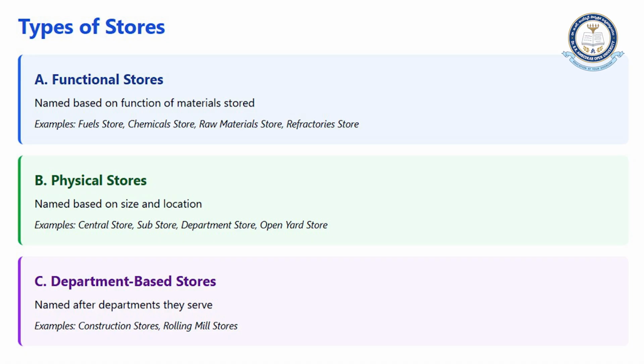Next comes physical stores. Here physical stores are named based on size and location. Based on the size of stores, or the size of the godown, the size of the warehouse, and the location where it is existing, based on that it is decided. For example, we can call it a central store, sub store, department store or open yard store, based on the location as well as the size.